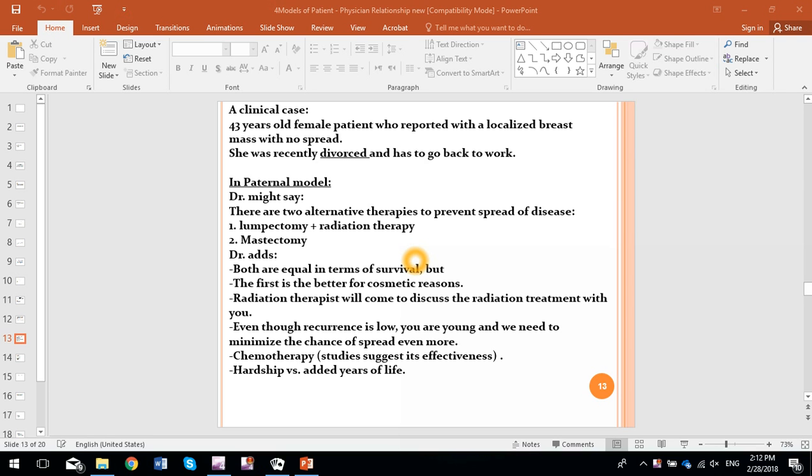If the physician were to adopt the paternal model, what would he say? He might say that there are two alternative therapies to prevent the spread of the disease. Lumpectomy, removing the mass from the breast, plus radiation. The second line is mastectomy, taking the whole breast. Now, the doctor might add that both lines of treatment are equal in terms of survival rate. Five-year or ten-year survival are almost the same, but the first is better for cosmetic reasons. This is what the physician is telling the patient: the first is lumpectomy, taking the breast mass, plus radiation.